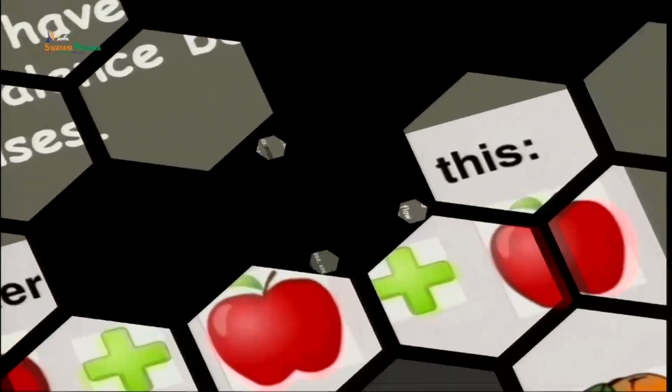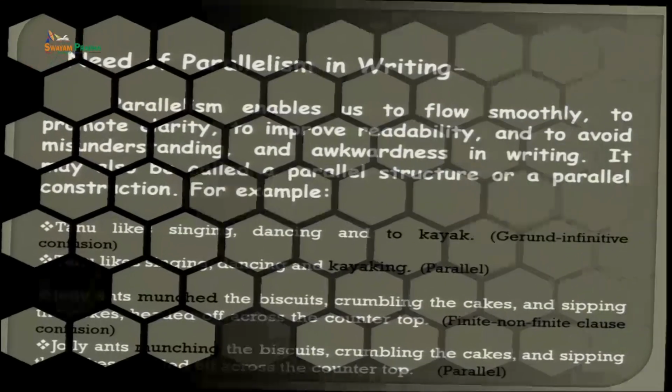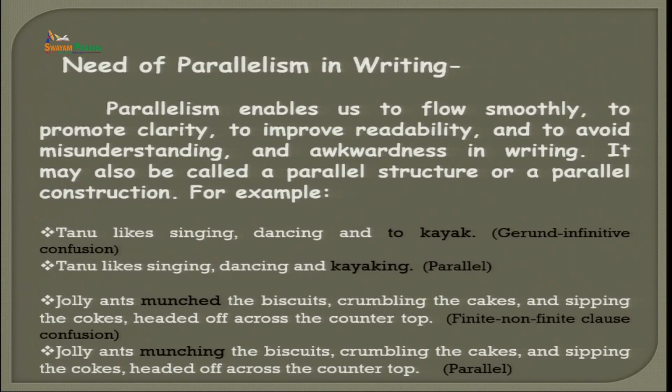Further, we talk about different strategies. How are we going to maintain that kind of parallelism in our sentences? As I told you, a sentence may have several phrases and clauses. Now, in this condition, what happens? It becomes really tough for anyone to understand the structure. For example, let us take up this one. Tanu likes singing, dancing and to kayak. Is it right? No, because these two are gerunds, whereas to kayak is an infinitive.